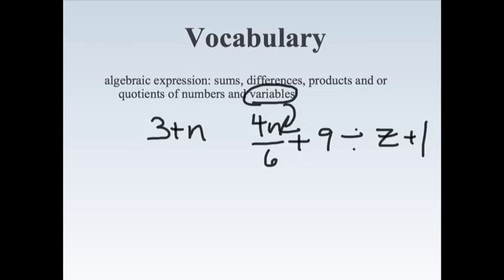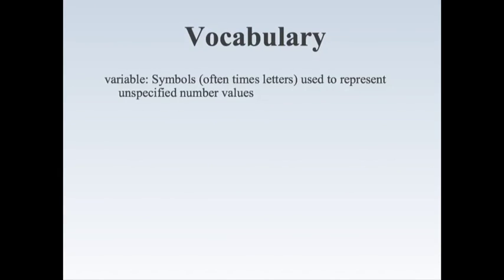Notice, by the way, that there's no equal sign here. That will be an algebraic equation, something we'll talk about a little later. And as we just mentioned, a variable is just a symbol, oftentimes a letter. Sometimes we'll use English letters or Greek letters, but sometimes even shapes to represent a variable. The variable is a symbol that represents an unspecified numerical value.